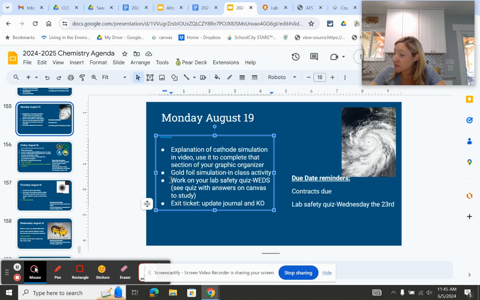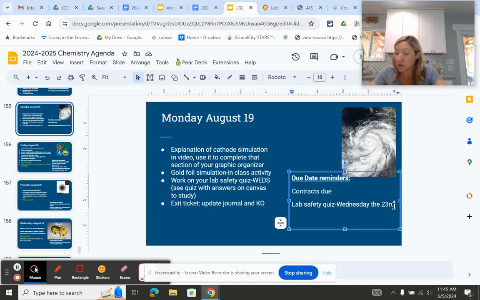And the lab safety quiz is going to be this Wednesday. I think that date is wrong, but so let's see, the 21st. Okay, so make sure that you are ready to take that quiz. It'll be on paper, okay? And then, of course, update your journal and your knowledge organizer. That's what the KO stands for, your knowledge organizer, with anything that would be helpful.